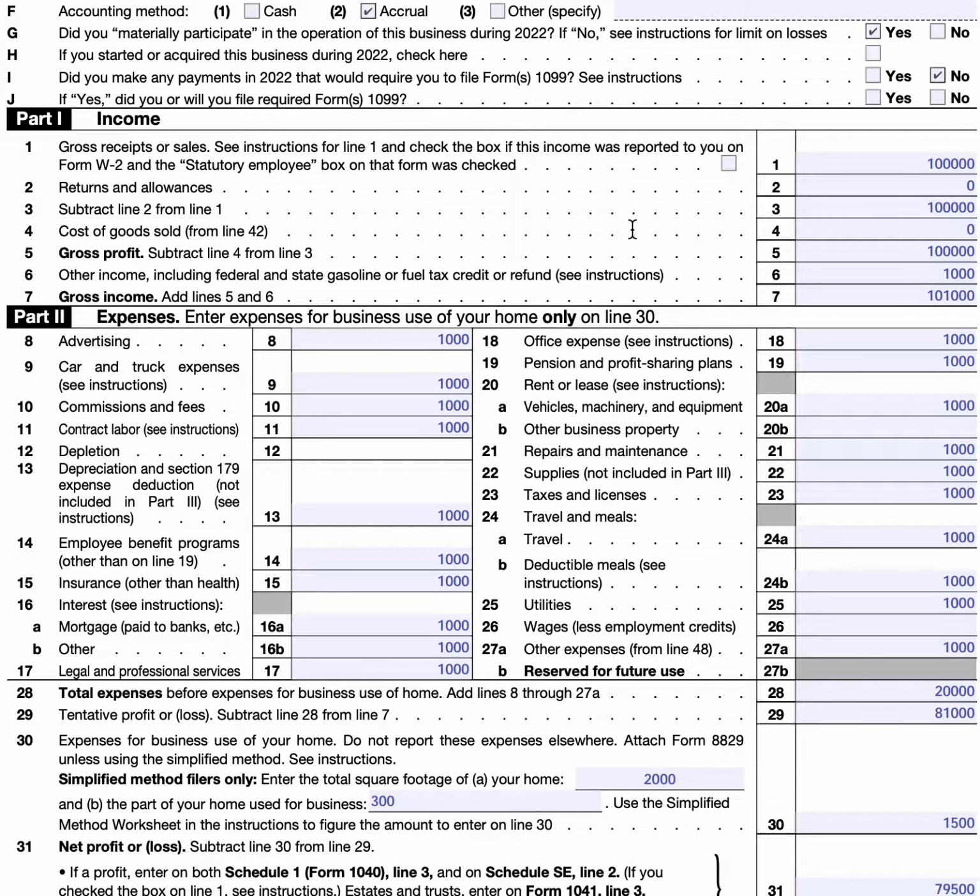If you use a standard mileage rate, do not include any depreciation, rent, or lease payments, or any actual costs. So if you're using the actual cost method, you would include gasoline, oil, repairs, insurance, license plates. For depreciation, you would actually show that on line 13. For rental or lease payments, you would show that on line 20A. But if you're using the standard mileage rate, you cannot include car depreciation on line 13. You cannot include your vehicle lease or rental costs in line 20A.